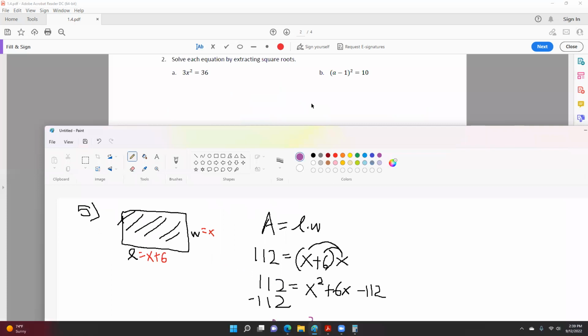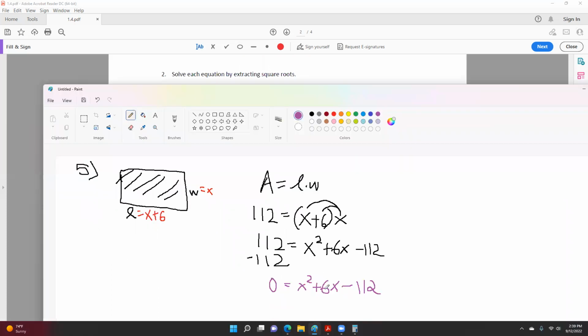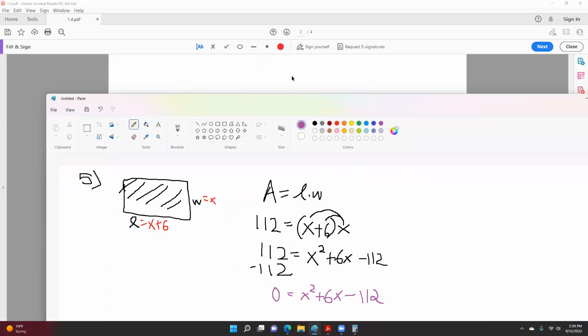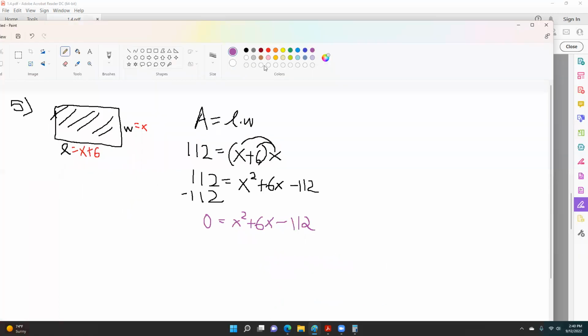You can do it by factoring. You cannot do extracting the square root, because it has the middle term X in there. You can do completing the square, which I don't want you to do, or you can use the quadratic formula. So there are a few ways to solve for X here. If you want, you can solve this using factoring, so I'm going to try factoring.